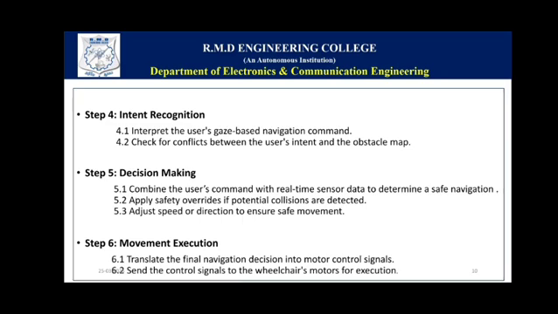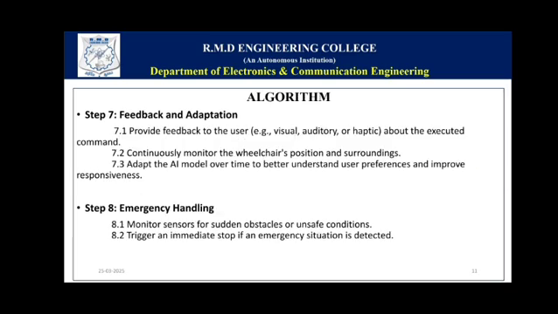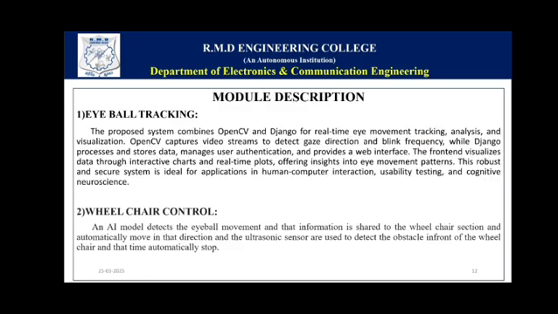Step four is intent recognition. Interpret the user's gaze based navigation command. Check for conflicts between the user's intent and the obstacle map. Step five is decision making. Combine the user commands with real-time sensor data to determine safe navigation. Step six is movement execution. Translate the final navigation decision into motor control signals. Step seven is feedback and adaptation. Provide feedback to the user about the executed command. And the last step is emergency handling. Monitor sensors for sudden obstacles or unsafe conditions.